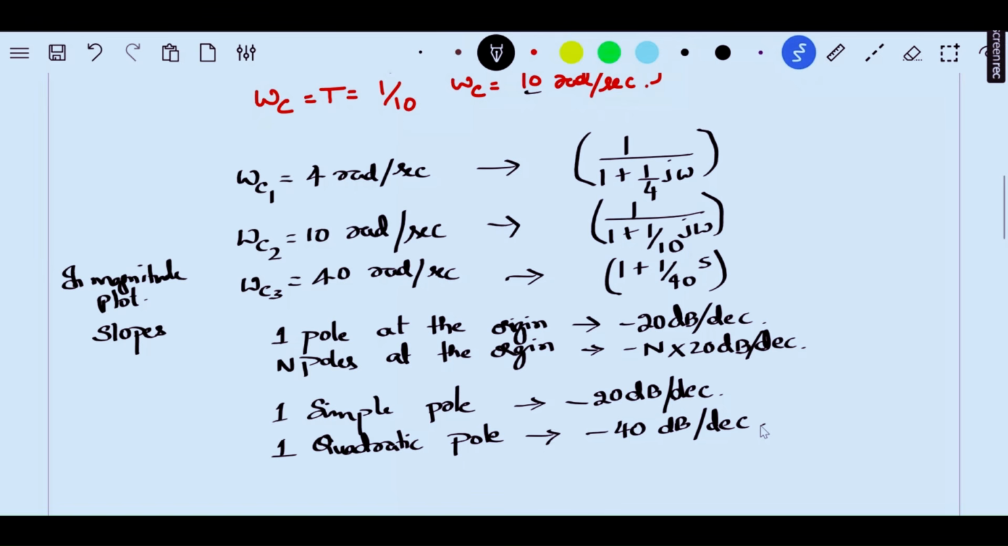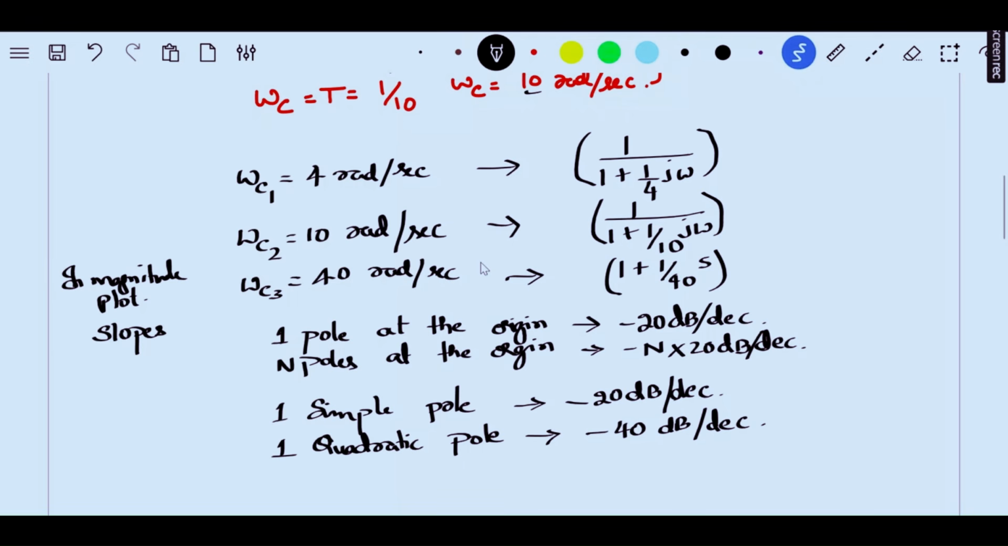Now similarly you have certain simple poles. One simple pole will offer a minus 20 dB per decade slope. Similarly, there might be a question which contains a quadratic term in the equation. If you have a pole which is quadratic, then that will offer a slope of minus 40 dB per decade. So this is all about poles.